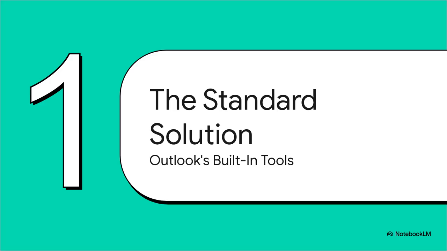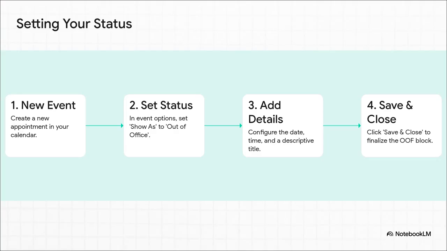Okay, so to get started, let's just look at the tools that everyone with Outlook has right at their fingertips. We're going to cover how to use the standard built-in stuff to manage your own schedule. This is ground zero, the baseline that we all work from. Setting your own status is really straightforward. You just create a new event, but here's the key. You have to change the show as status to out of office. That's what usually turns the block that distinct purple color, so it really pops.